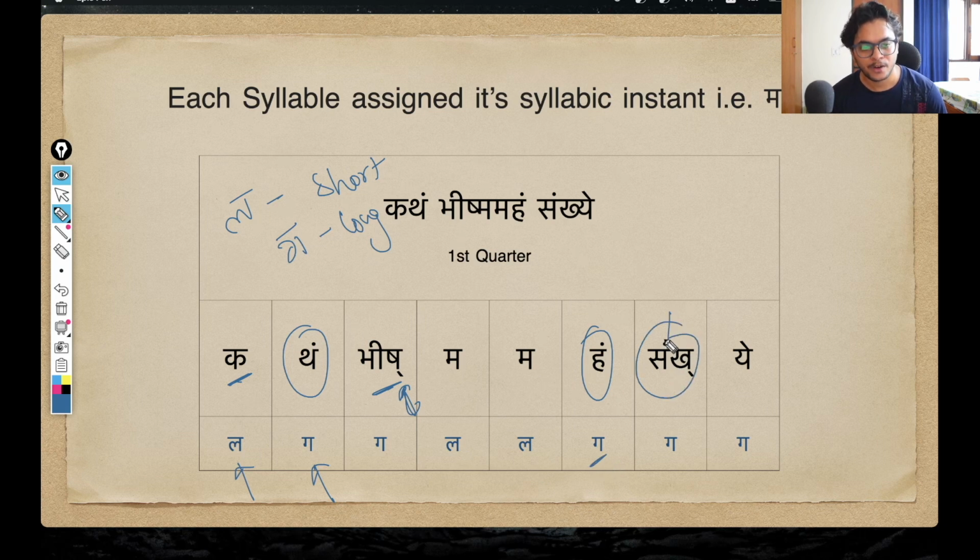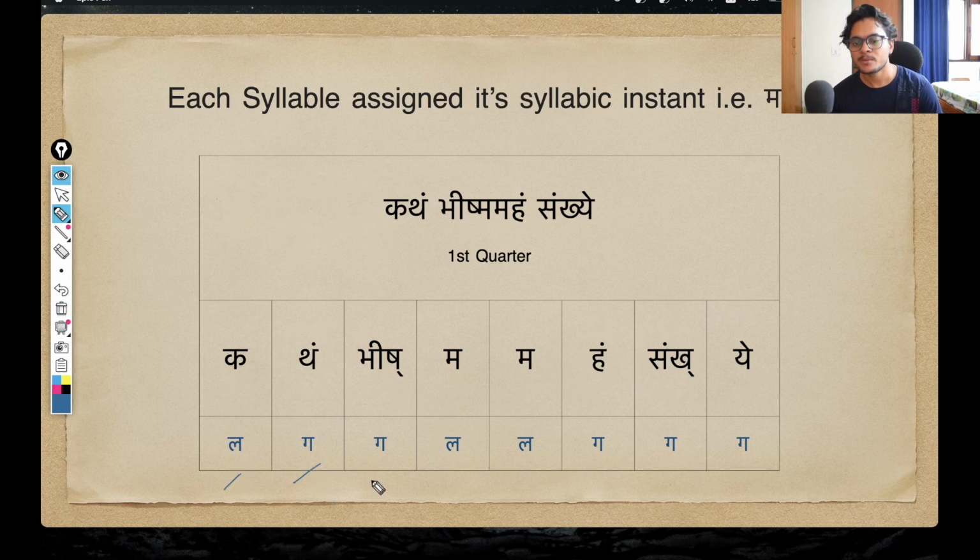Again, you have an anuswara also, but apart from anuswara, you also have a following conjunct consonant. So in either case, it is guru. And then in the end, you have ye. Since the vowel here is a, so a, I, o, au, all these vowels also come under the long vowel. This is also guru. So this is how we provide the syllabic instance. This is how we provide all these syllables their proper matra.